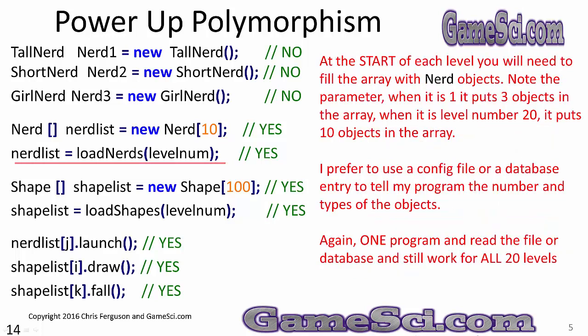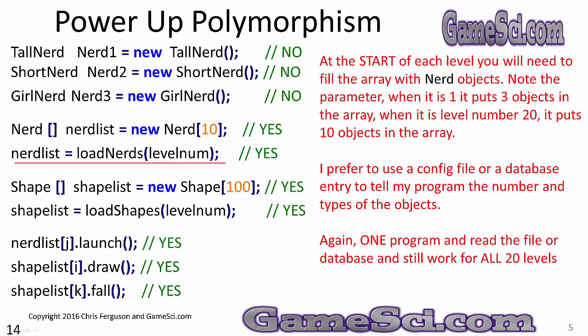Now you're going to have to load the nerds. I'm going to say nerdList equals loadNerd and pass it the level number. At the start of each level, you will need to fill the array with nerd objects. Note the parameter. When it's 1, it puts 3 objects in the array. When the level number is 20, it'll put 10 objects in the array.